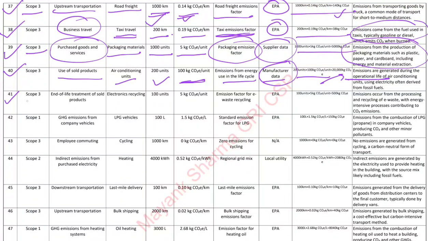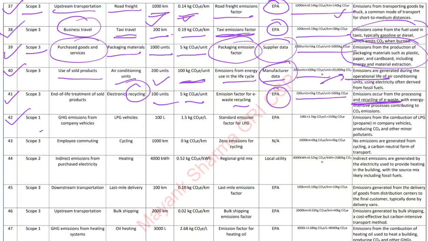Okay, example number 41 is scope 3 again, end of life treatment of the sold products. So let's say suppose we are focusing on recycling of electronic items, 100 units multiplied with the emission factor. We can get this emission factor from the e-waste recycling facilities, and the reference is EPA. So calculate the total GHG emissions related to this example, 100 units into 5 kg of emission factor. So emissions occur when the processing and recycling of e-waste happens, where we have very energy intensive processes contributing to CO2 emissions.